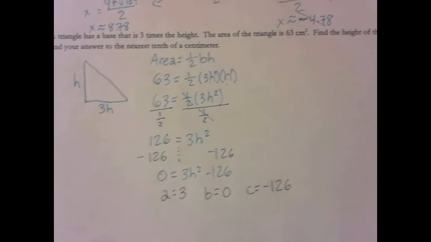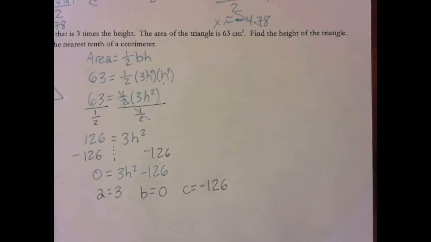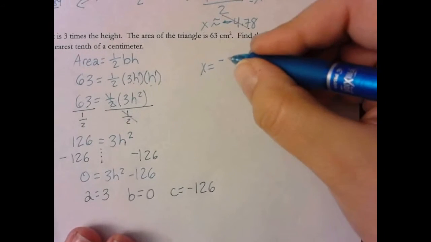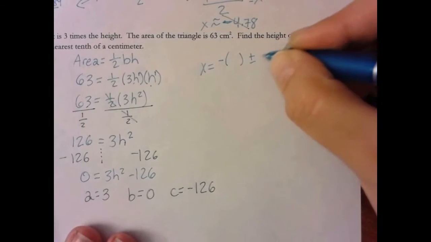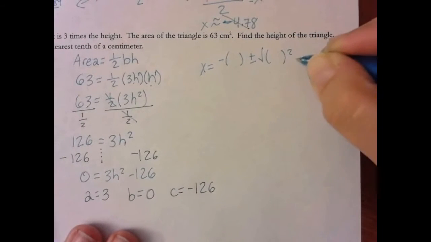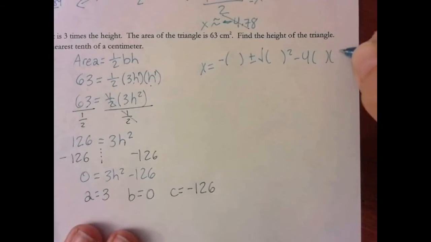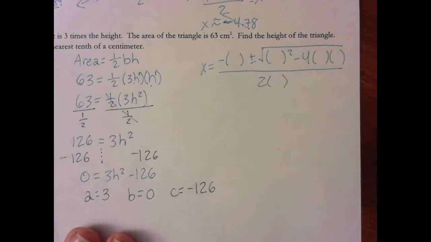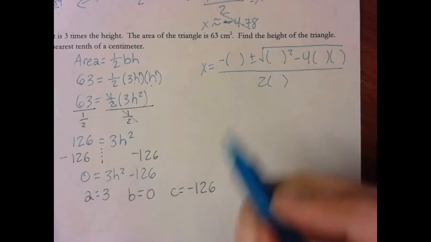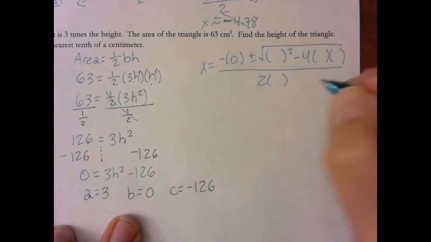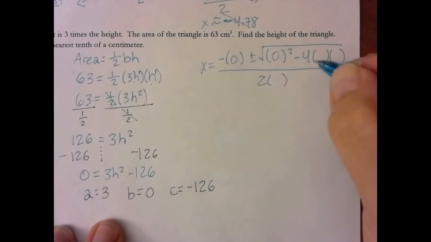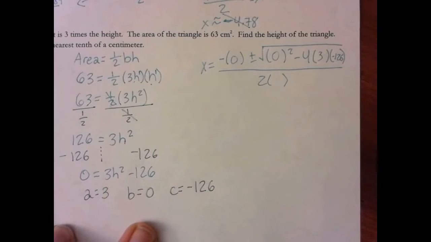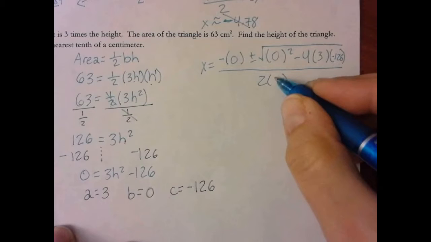All right, time for the quadratic formula. So x equals negative, again, set up what I like to call your skeleton. Negative b plus or minus square root b squared minus 4ac all over 2a. That's your skeleton. Now fill it in. We need a b here, which is 0. This is also b, which is 0. A is 3, c is negative 126, and on the bottom we need that a again, which is 3.